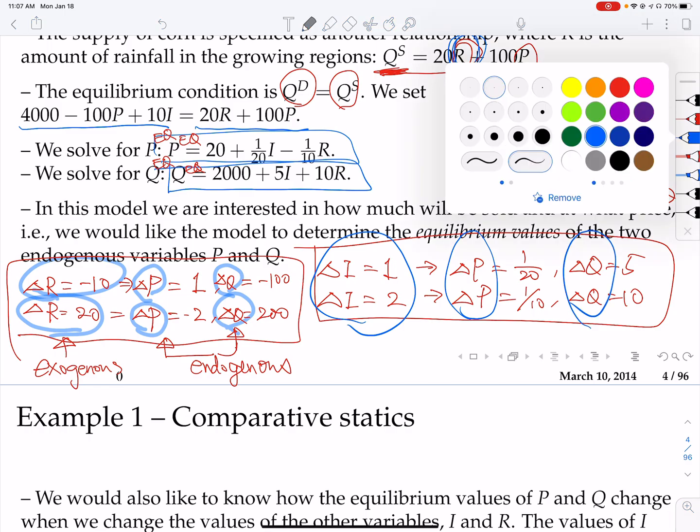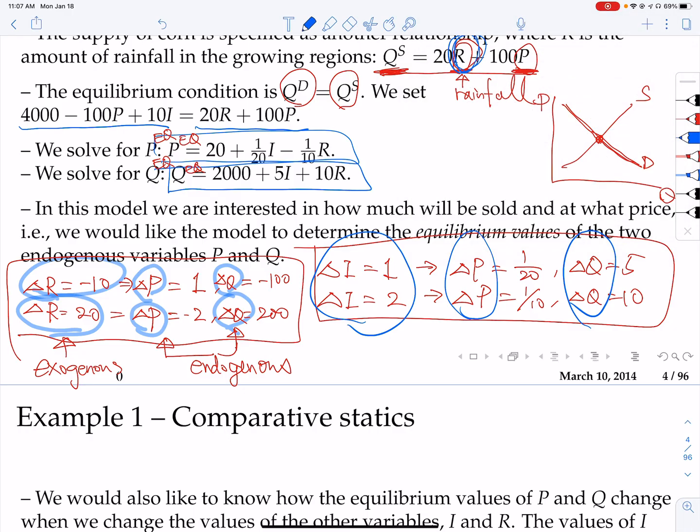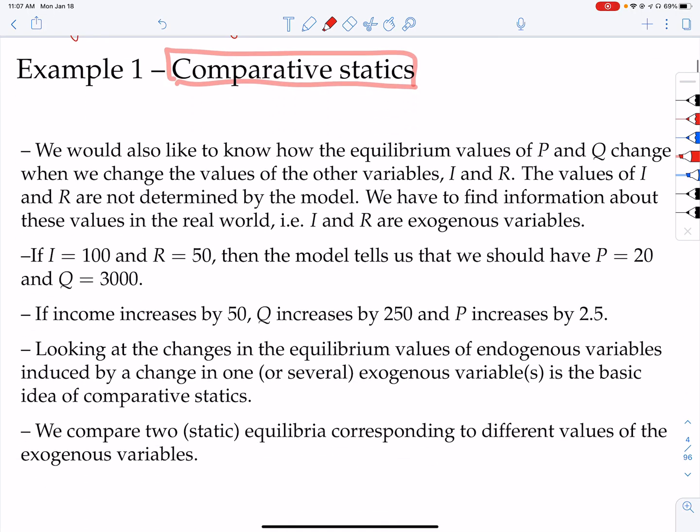Something's wrong here. Oh, I see. Okay. So this is called comparative statics, right? This is called comparative statics, and this is the main tool. This is the main way of analyzing the economy, right?